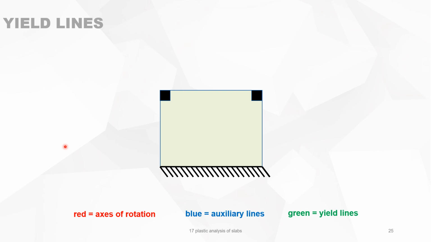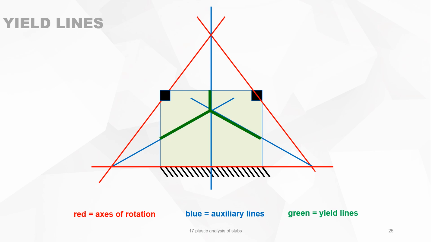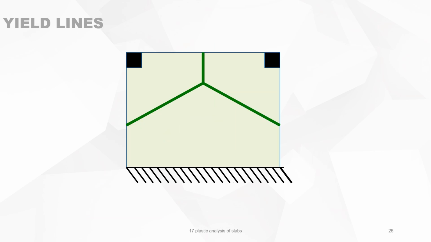We can also have two column supports and one line continuous supported. We take the axis of rotation. Again, this angle should be optimized, but because of symmetry, we can easily take it as 45 degrees. We have the auxiliary lines and the yield lines, and this is the yield pattern.